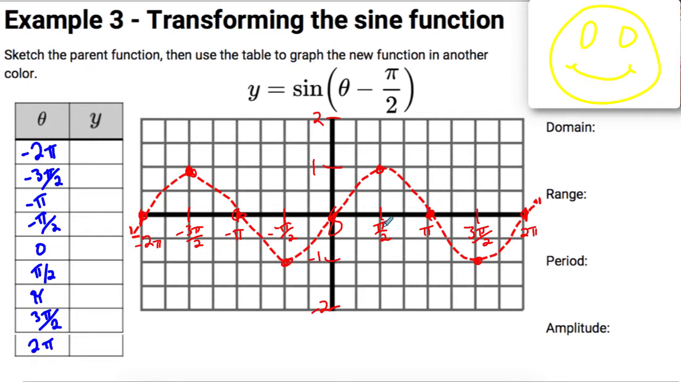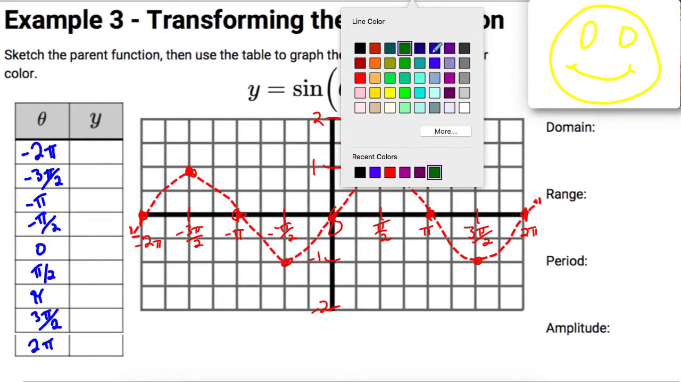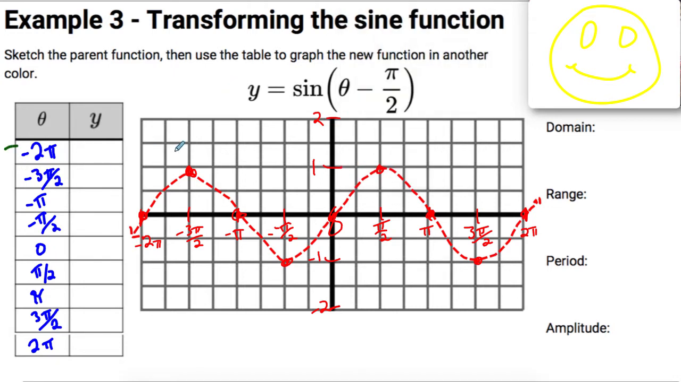So I've got this parent function sketched already. I've got my table of values set up from the parent function, and we're just going to start to plug some things in for theta. So the first thing I want to do is start off by plugging in negative 2 pi for theta. So let's do this down in the bottom here. And so we're going to take negative 2 pi and plug that right in for theta and solve for y.